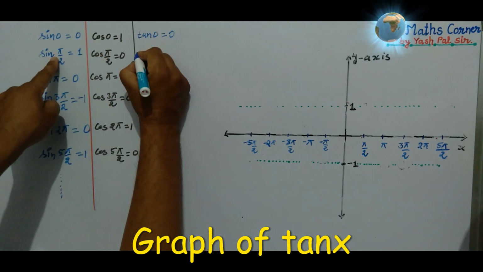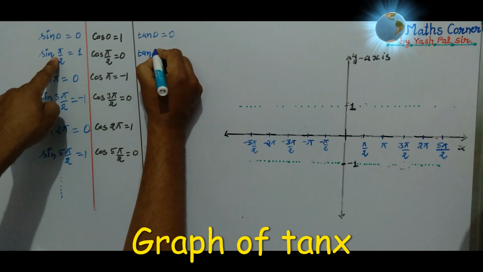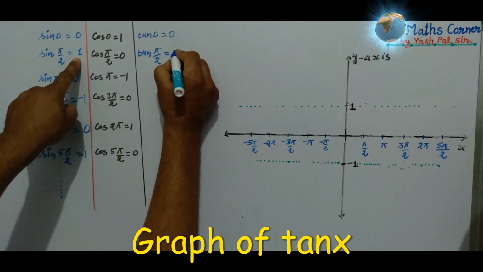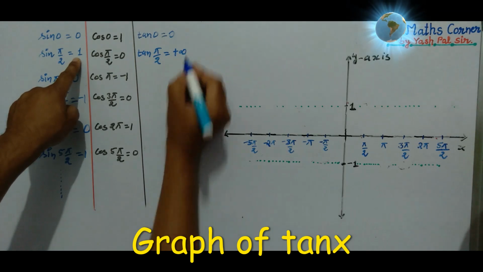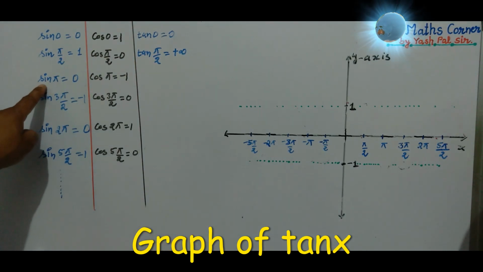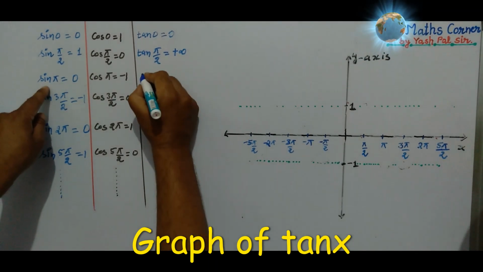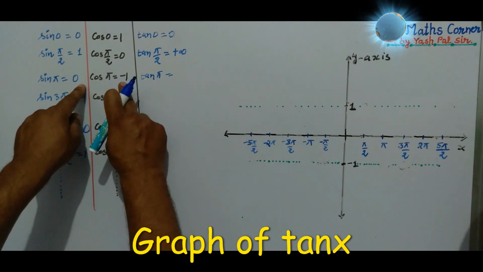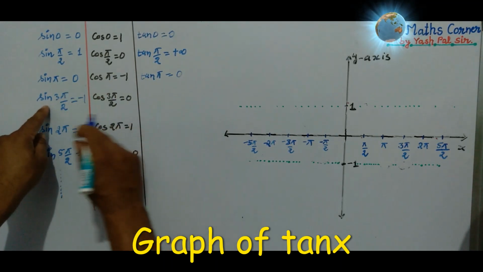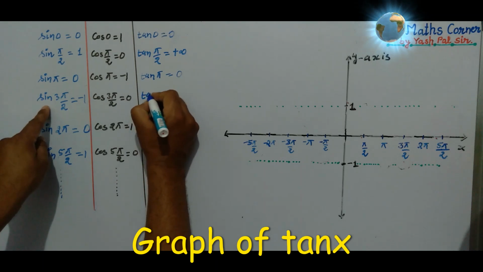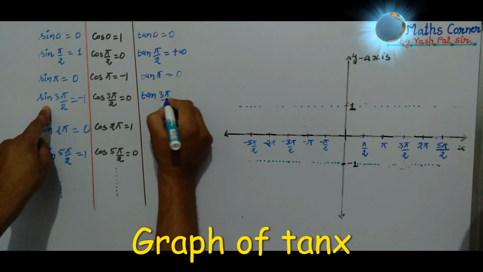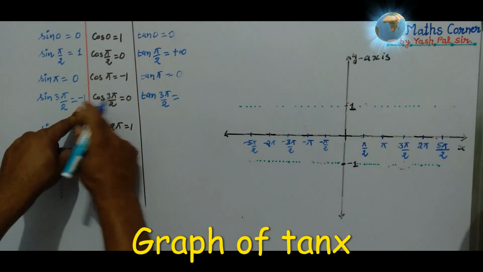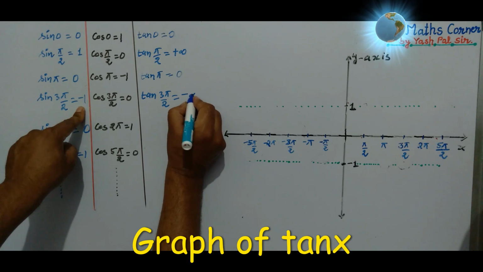Next, what is tangent pi by 2? 1 divided by 0, that is not defined, plus infinity we can say here. Next is the value of tangent pi, that is equal to 0 divided by minus 1, again 0. Next is tangent 3 pi by 2, minus 1 divided by 0, not defined. Because of this minus, this will be negative infinity.